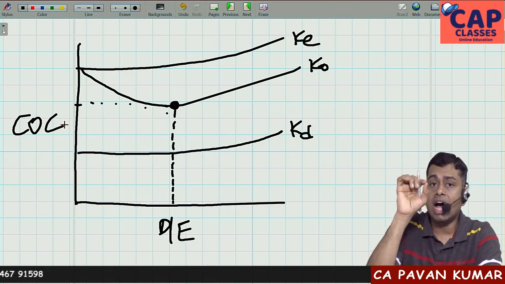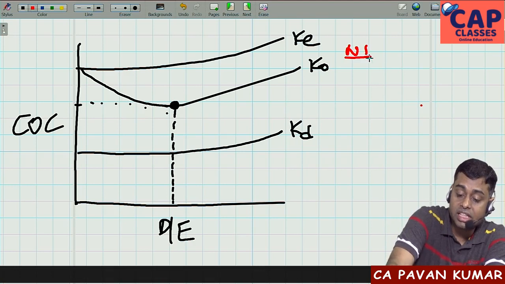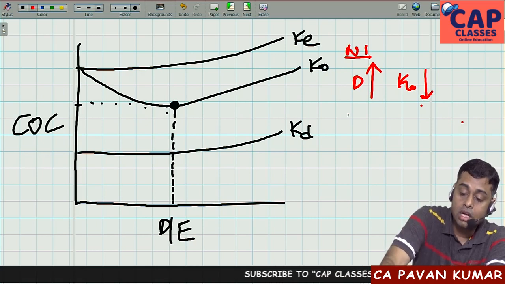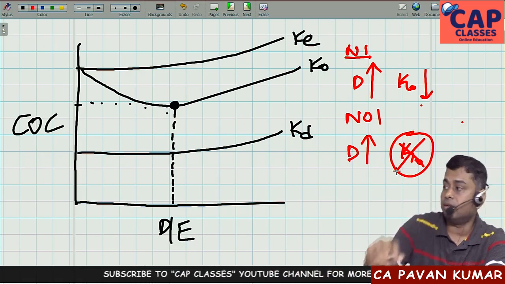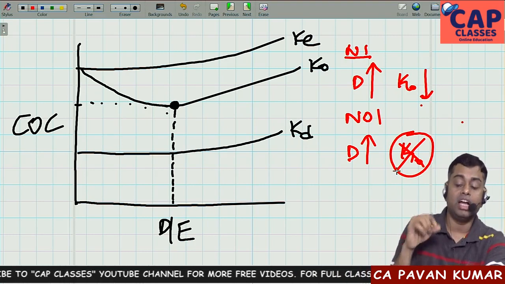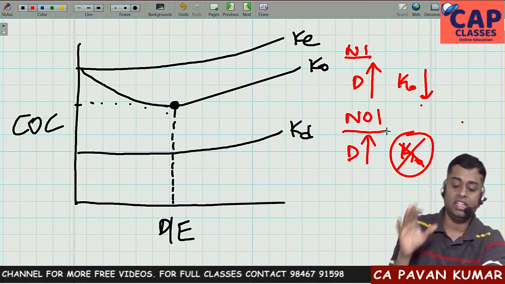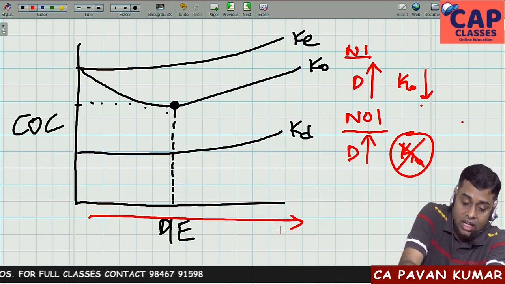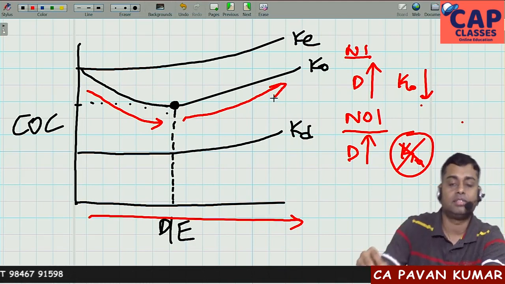So do you remember our net income approach and net operating income approach? Net income approach says, increase debt, KO falls. Net operating income approach says, if you increase debt, KO is not affected. Traditional approach says, if you increase debt, if you travel in this direction, initially you can see a fall in KO, but subsequently it increases.